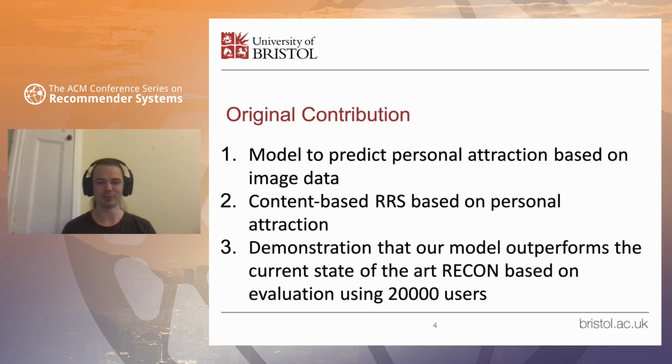So the original contribution of this paper is threefold. Firstly, we create a model to predict personal attraction based on image data. Secondly, we design a content-based RRS, a reciprocal recommender system, based on personal attraction from images. And we demonstrate that our model outperforms the current state of the art, Recon, based on our evaluation.